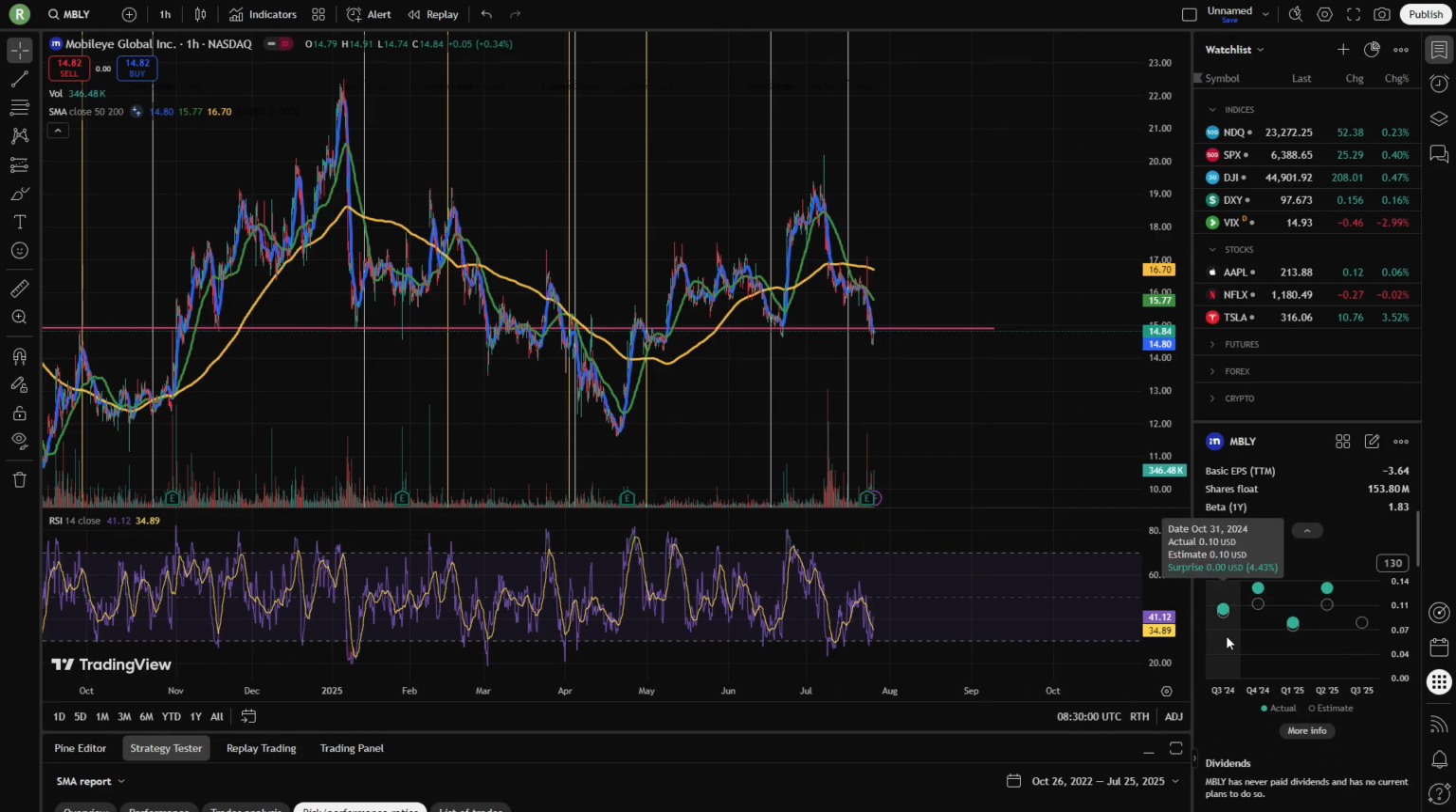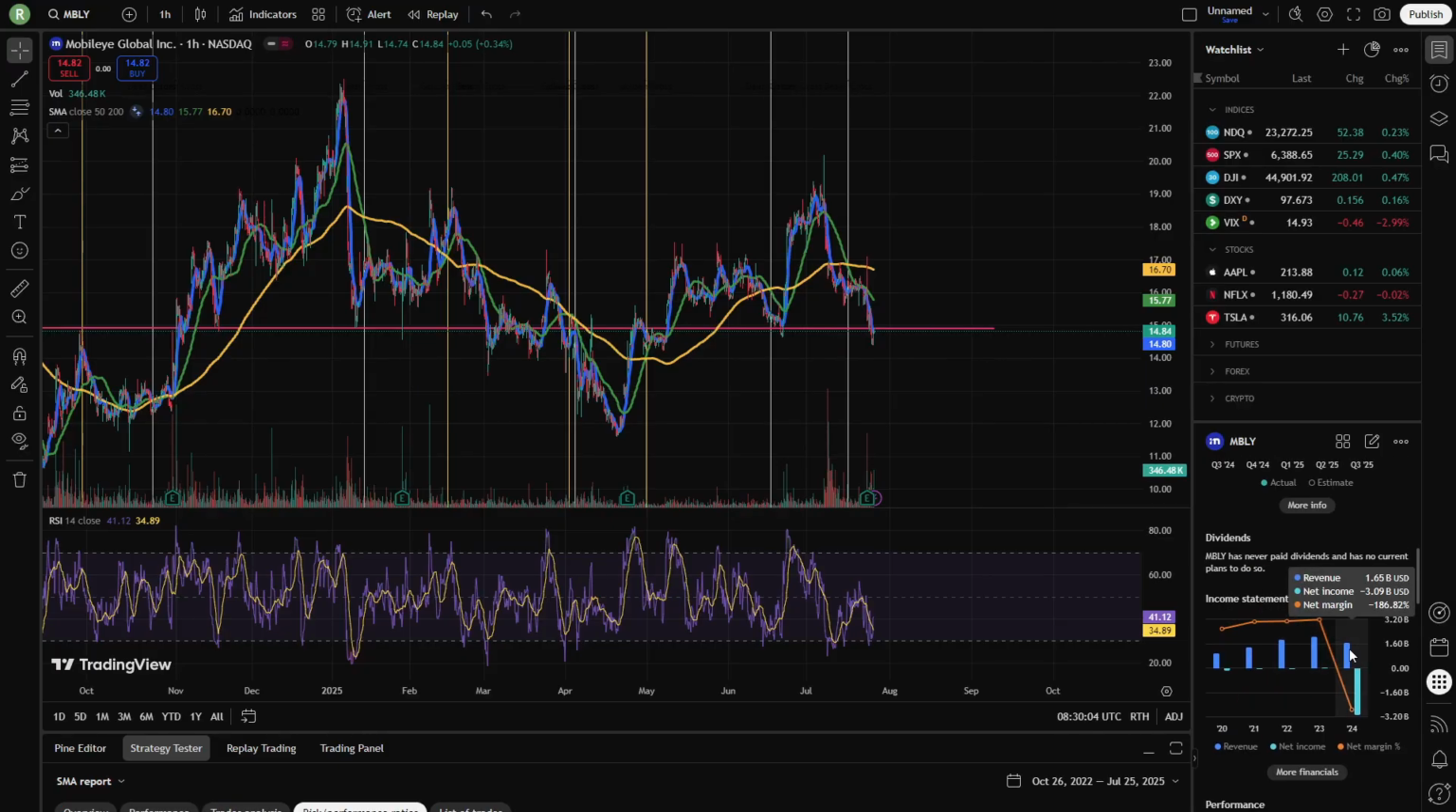Now, earnings here are quite decent. They've beaten the last four, earning more money than anticipated. And as you can see, how much money they're generating is quite nice. Of course, the net income is still negative, and it was quite a large negative income last year, but that's because, of course, they're investing it into the company.